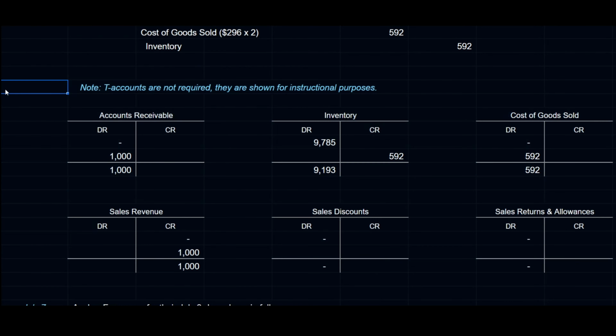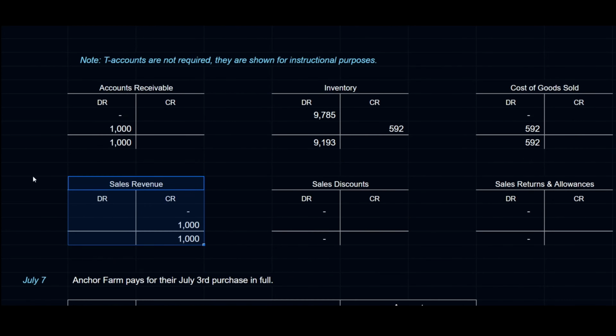Again, T accounts are not required, but I certainly like to use them for instructional purposes. Updating our accounts, we can see accounts receivable now sits at $1,000. Inventory from our last example, 5-2, ended at $9,785. After this transaction, it is down to $9,193. Cost of goods sold is now at $592, and we have sales revenue of $1,000.